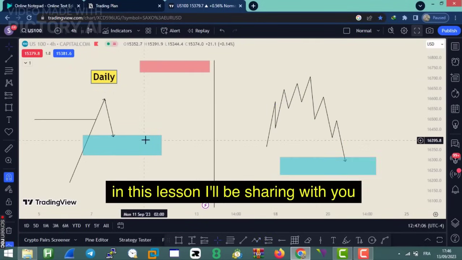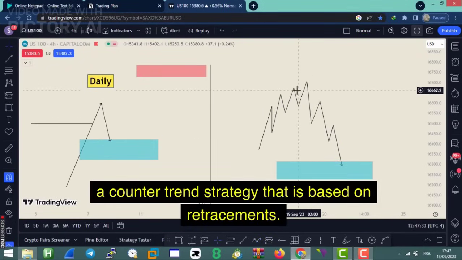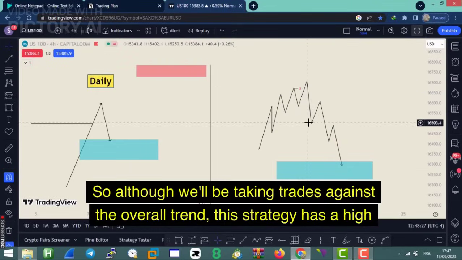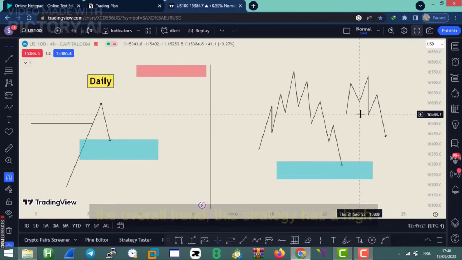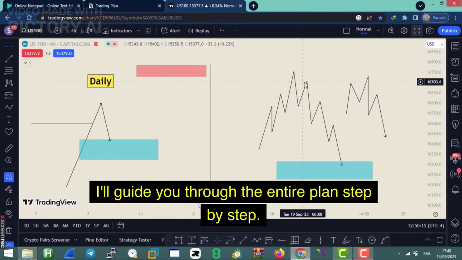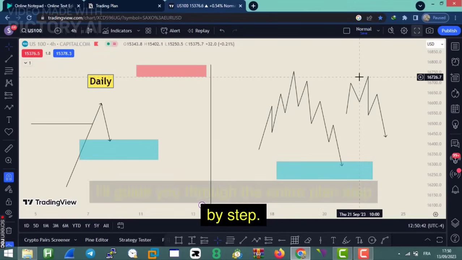In this lesson, I'll be sharing with you a counter trend strategy that is based on retracements. So, although we will be taking trades against the overall trend, this strategy has a high probability of success with a high win rate. I'll guide you through the entire plan step by step.